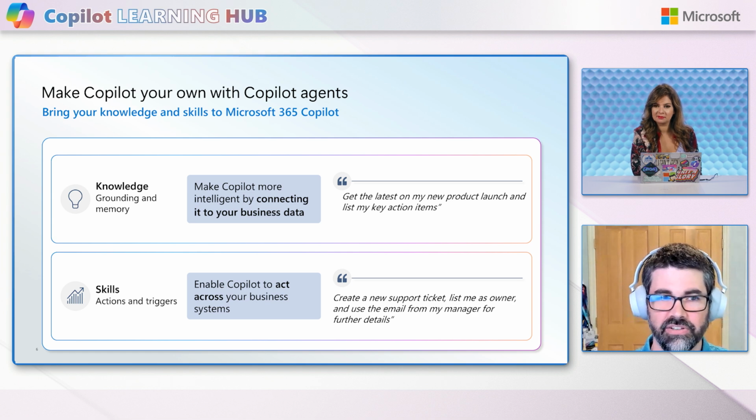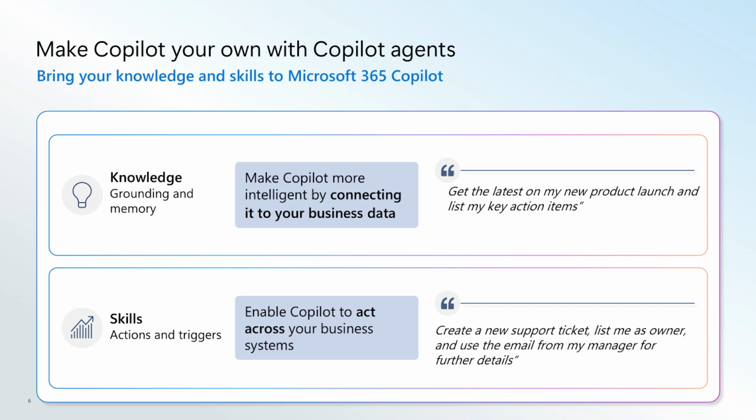So with knowledge, some things you can think of is, hey, I want to connect to my business data. Might be in an on-prem data source that you have, might be a third-party SaaS service, wherever that's at. Hey, I want Microsoft 365 Copilot to ground in that data. So go and get me the latest on new product launches and list my key action items for this. Again, this may not be residing inside of Microsoft 365. It's probably coming from some kind of third-party source.